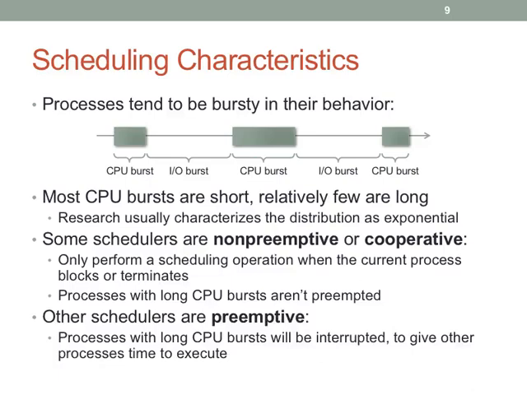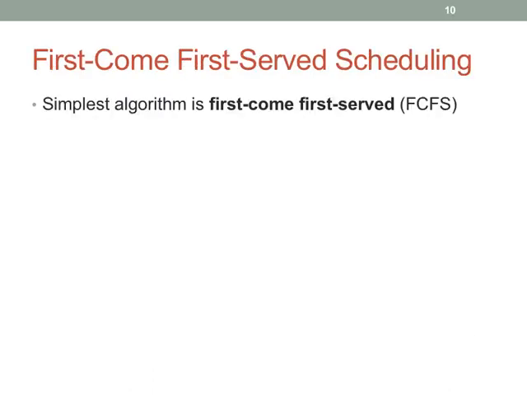Then you have preemptive schedulers where processes with long CPU bursts can be interrupted. And so this tends to be the way that most OSs work nowadays.